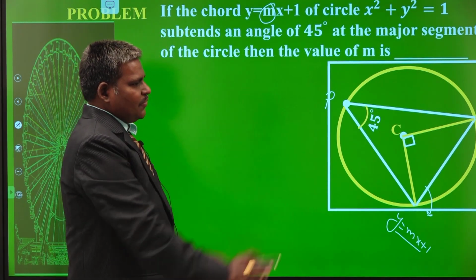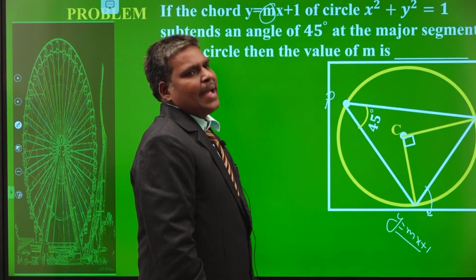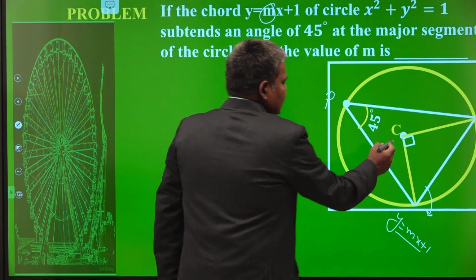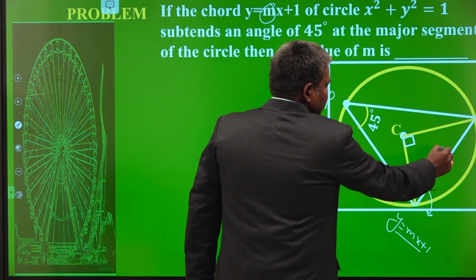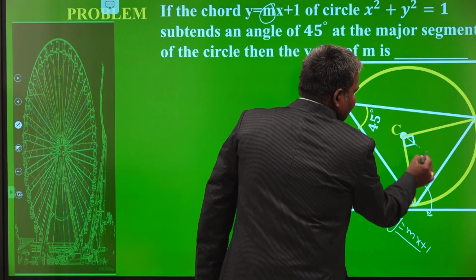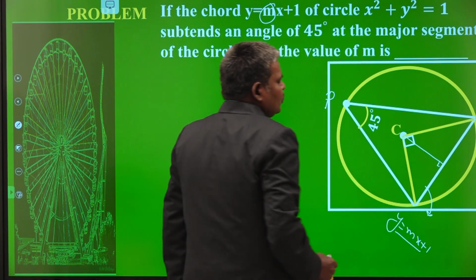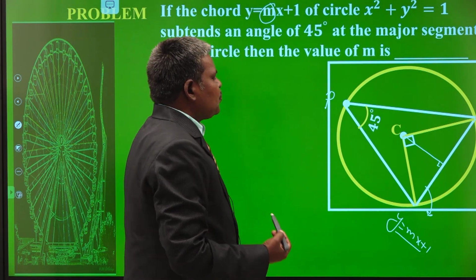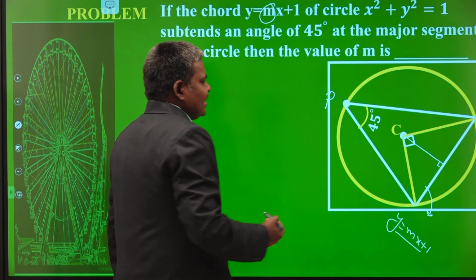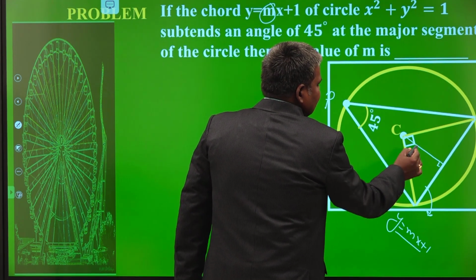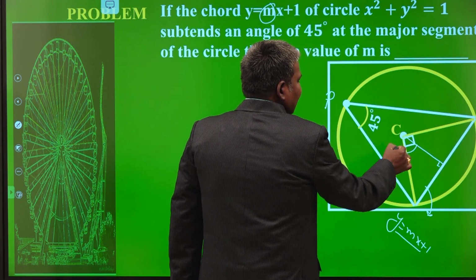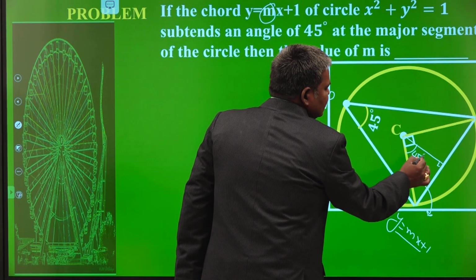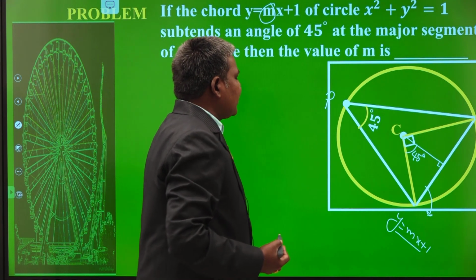From the diagram itself, you have to crack the value of m. How to do this one? Now, this is the center of the circle. This is the chord. If you draw the perpendicular from the center to the chord, that will bisect it. Every perpendicular bisector should pass through the center of the circle. At the same time, this is the angular bisector. Am I correct or not? The entire angle is 90 degrees. Half of the angle is what? 45 degrees.